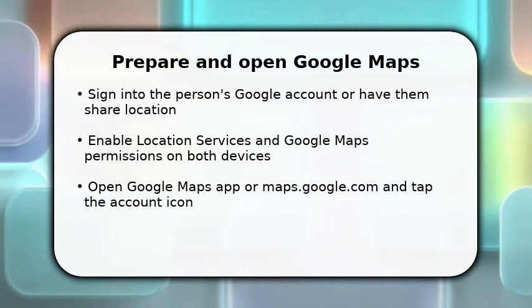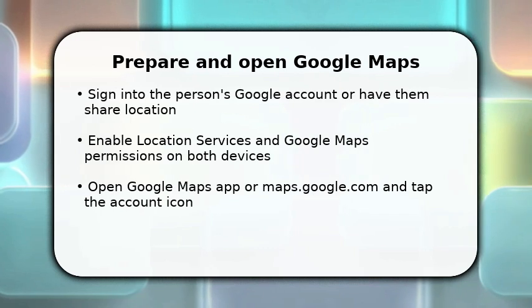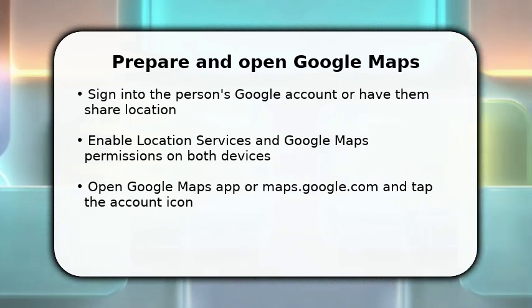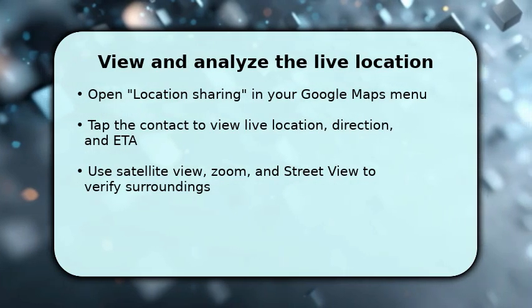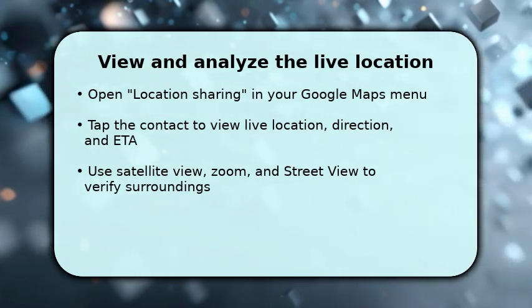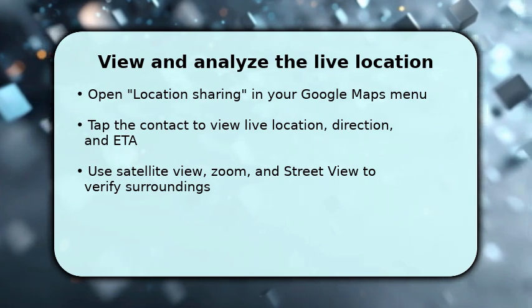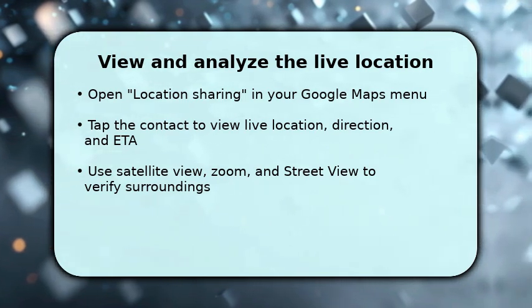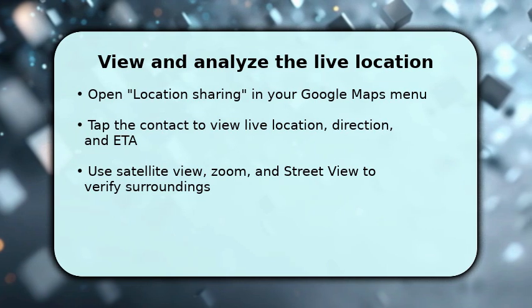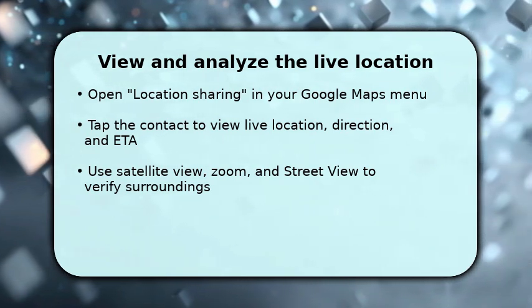Now proceed to viewing the live location. Once location sharing is active, open the Maps menu and select Location Sharing to find the contact. Tap their name to center the map on their live position. A blue dot or avatar shows movement. You can request directions to meet them or tap the profile for estimated arrival times if they are traveling.